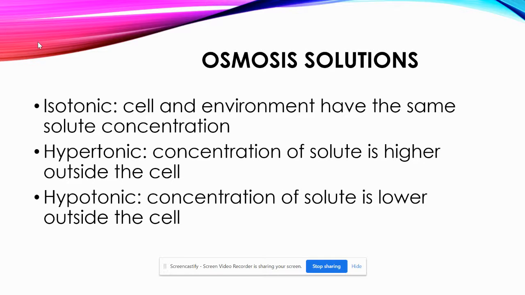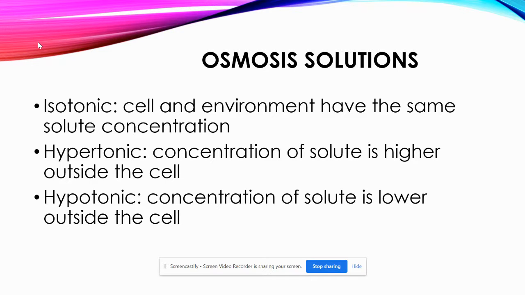Okay, when we're talking about osmosis, or the movement of water through the cell membrane, there are three types of environments or solutions we can talk about: isotonic, hypertonic, and hypotonic. In isotonic, the cell and the environment have the same solute concentration. That is ideal. Hyper means high, so that's when the environment has a higher solute concentration than the cell.